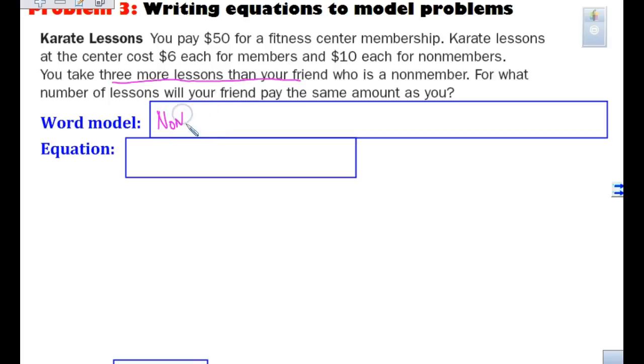So we want to start out and think of our word model. If you're not a member, you just pay $10 every time you go in, right? So non-member cost per lesson, and we're going to take that times the lessons, which we don't even know what they are, right? That's going to be equal to our membership fee, when we have to pay this initial fee, plus how much we pay per lesson, which we pay a lot less. The cost per lesson.